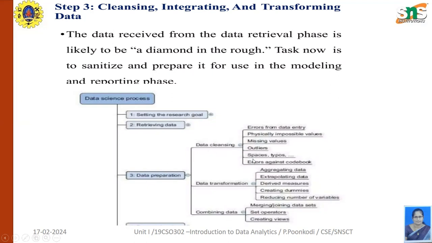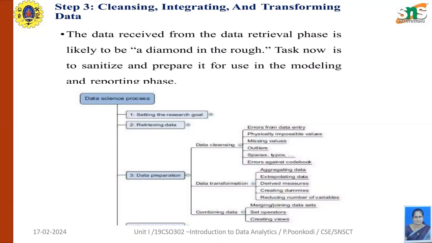Data cleaning is used to clean errors from the data entry, and some values will be misplaced, but that particular value is impossible. Physically, if it is an impossible value, we can remove it. Then filling in missing values, finding outliers, repetitions, spaces, typographical errors, and identifying errors against the code book. All these kinds of errors can be identified during data cleaning, and they can be rectified.